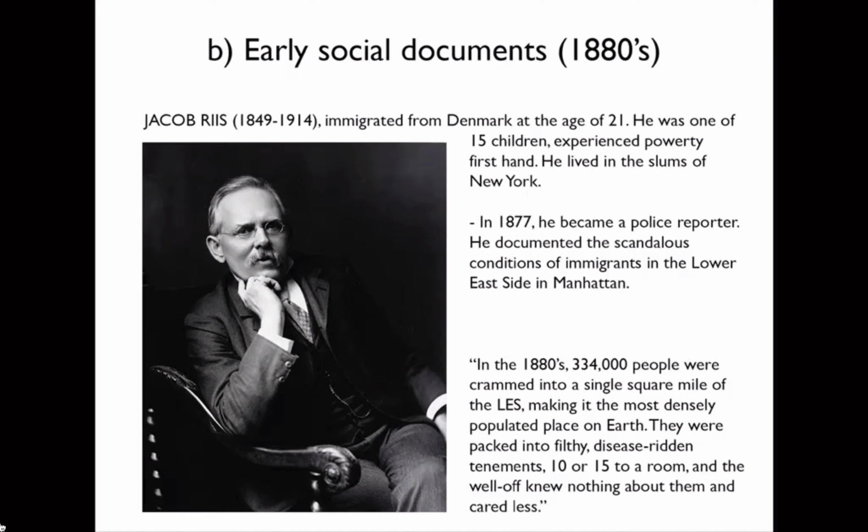I wanted to continue the discussion about reforming reality by introducing early social documentarians. One of the photographers who was included in this new wave of early social documentarians was Jacob Riis, who immigrated from Denmark at the age of 21. He was one of 15 kids and he experienced poverty firsthand. When he moved to New York, he lived in the slums of New York.